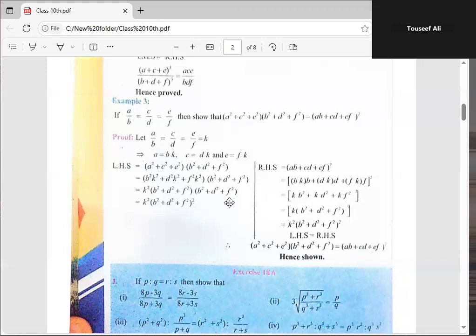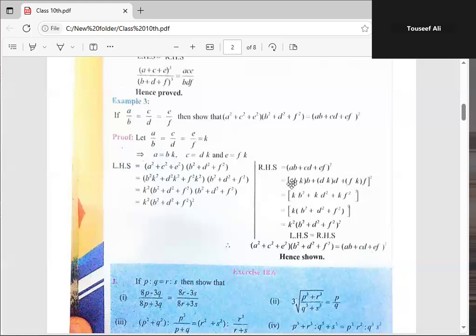Now also solve its right hand side. Right hand side is ab plus cd plus ef whole square. Now in place of a, replace the value of a, which is bk. In place of c I will replace the value of c, which is dk, and in place of e I replace the value of e, which is fk.